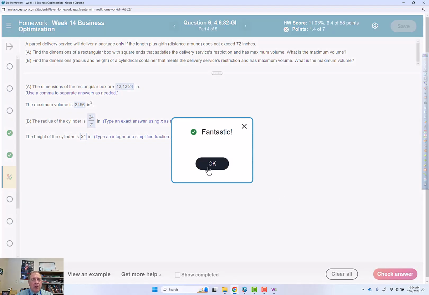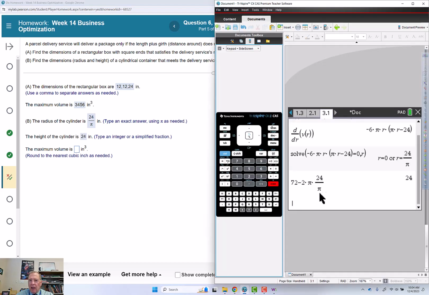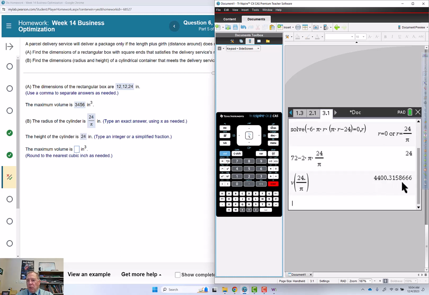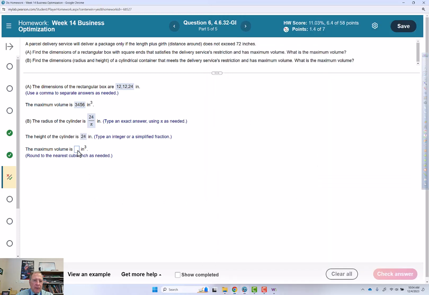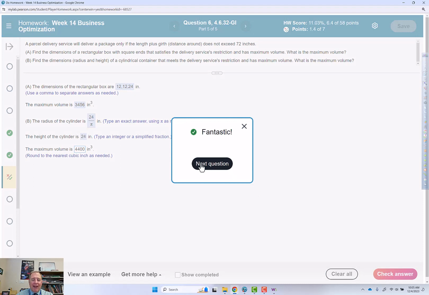So fantastic. And now we need to get the volume. And we actually have a volume function here. It's volume as a function of radius, and our radius is 24 over pi. It says round to the nearest cubic inch as needed, so I'm going to put in a decimal point and put in the pi. So I get 4,400 cubic inches. 4,400. Check answer. Fantastic. That concludes this video.